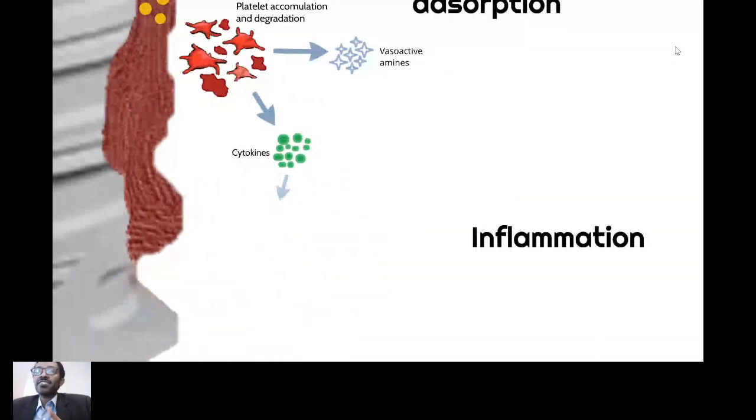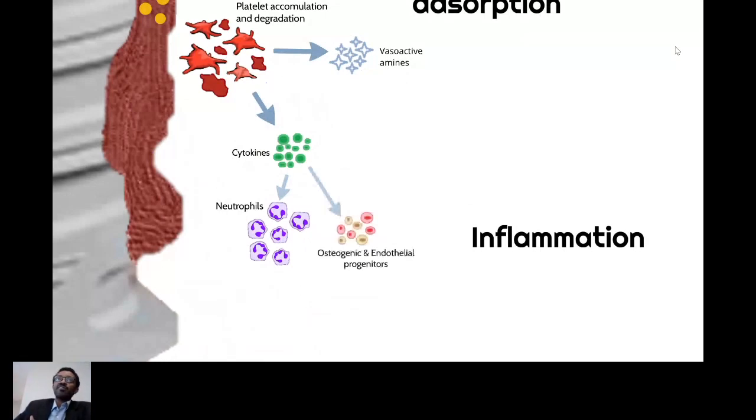The cytokines start calling other things like neutrophils, white blood cells. Neutrophils come before the other white blood cells. They peak at around 3 days from the start of the injury. And then we also have osteogenic and endothelial progenitors. They start coming; the cytokines attract them. And after a few days, after the neutrophils, the macrophages come.